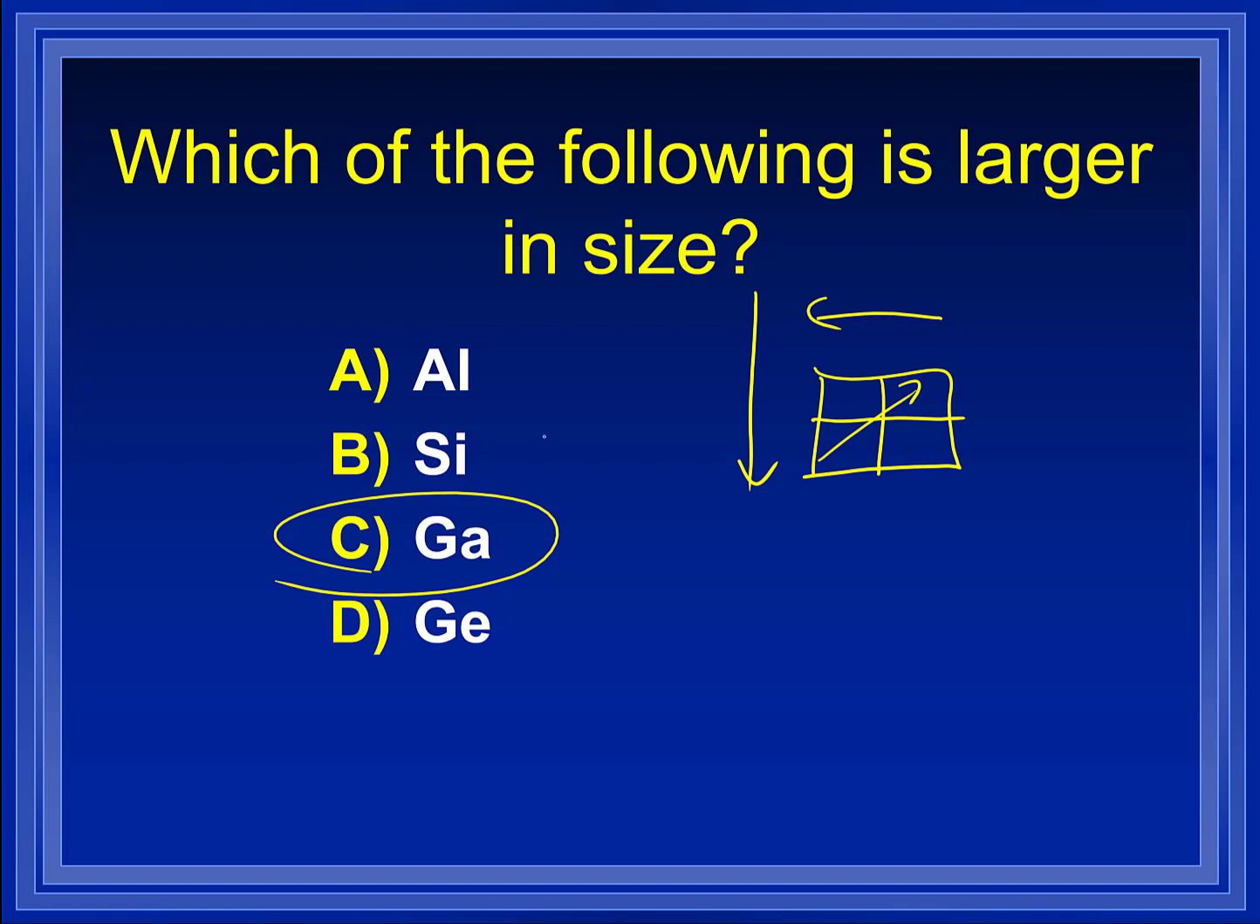But I know both aluminum and germanium are bigger than silicon and smaller than gallium. But which one of those is bigger?